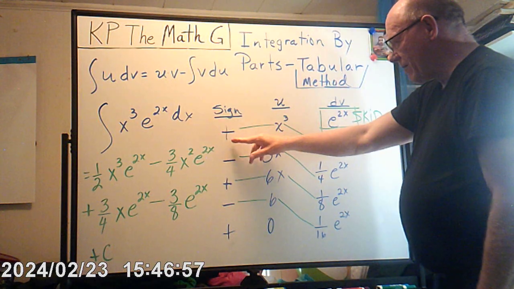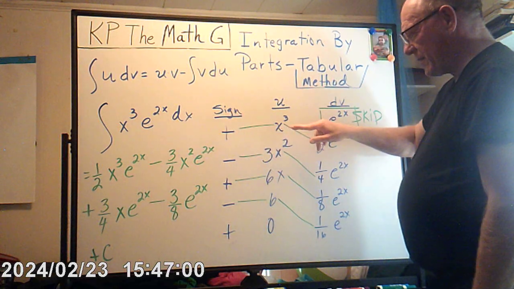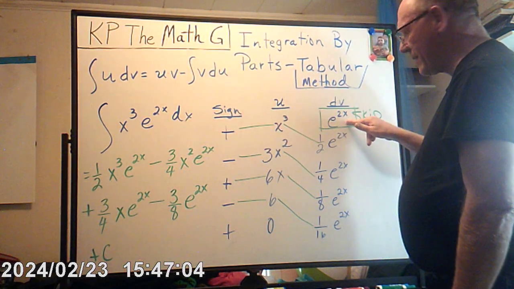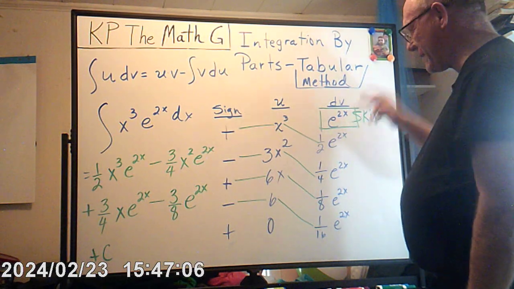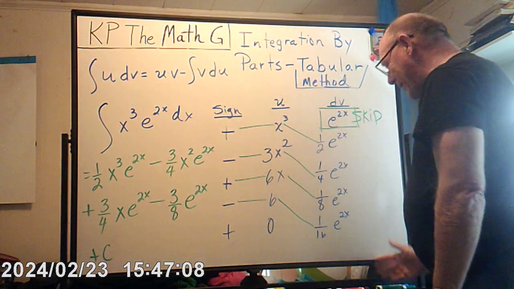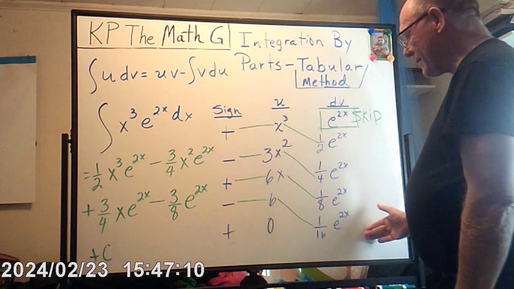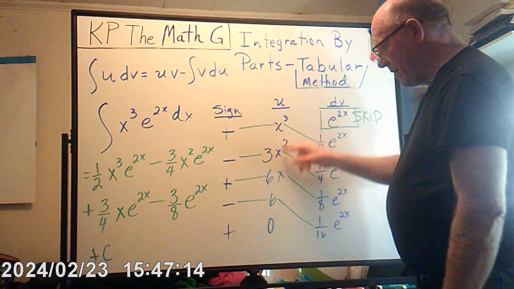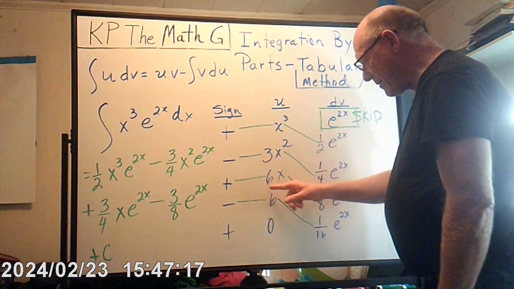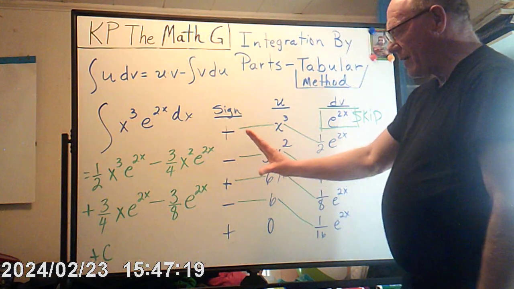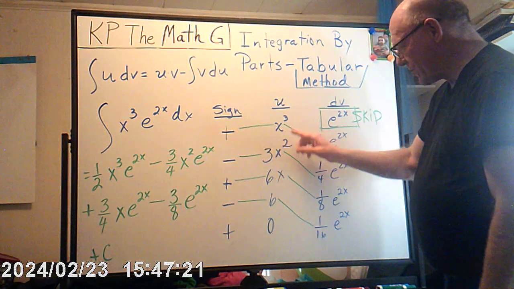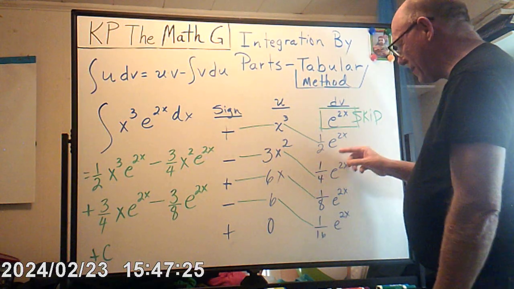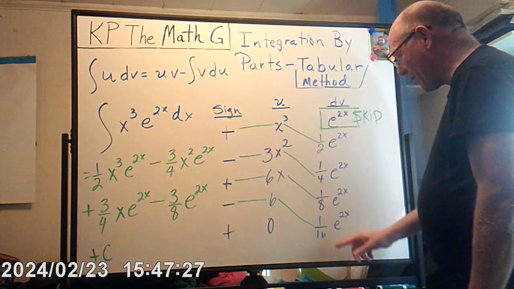But notice how you write it out. Plus x cubed, that's what you want u to be. You want dv to be equal to e to the 2x. Of course there is a dx on the end. We know that. So just keep going until you get to 0. I do my derivatives first, 3x squared. Let's just finish this. 3x squared, then 6x, plus 6, plus 0. Get down to the end. Keep going all the way down.